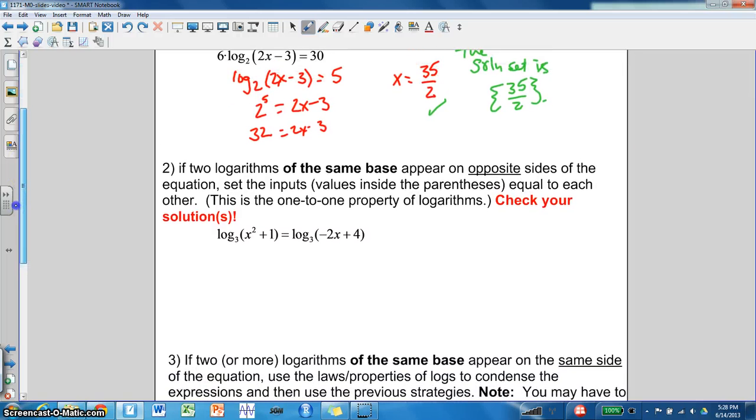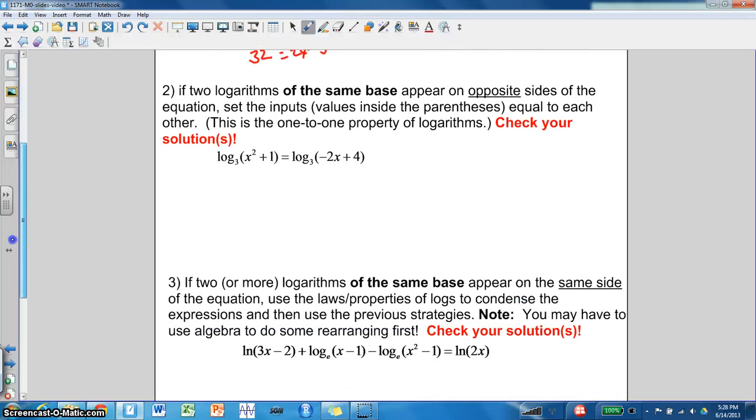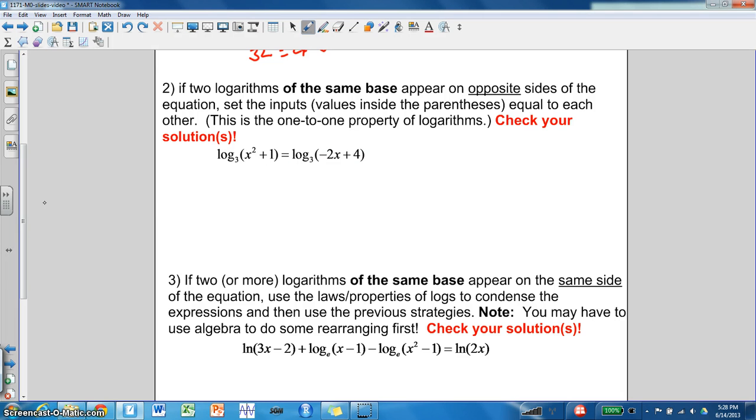Again, so that's the first strategy. The second strategy is if we have the same base logarithm on each side, we're going to kind of do what we did before with the exponents. It was the same base, so then we just set the exponents equal to each other. Well, with a logarithm we don't necessarily have exponents, but we can still just say that the inputs are equal. So x squared plus 1 is equal to minus 2x plus 4.